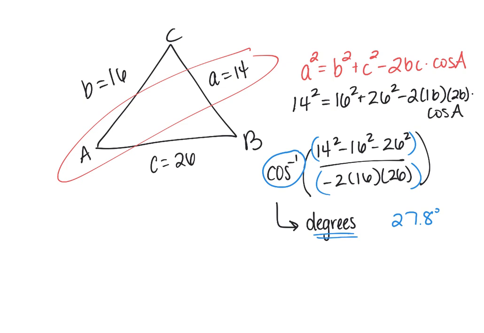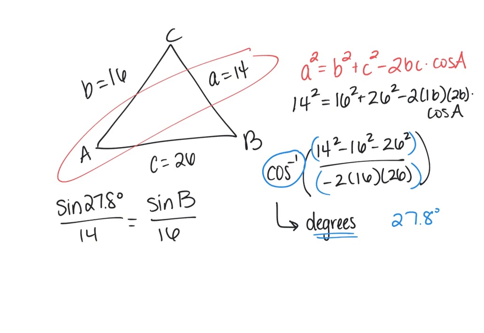that could really help. And then once you have this one, now you can switch over to the law of sines. So I'll do sine of 27.8 degrees over 14 equals sine of maybe B over 16. Once you have the next angle, add the two together, subtract from 180 to get the third angle. But hopefully that'll help you see what you should have done on this.